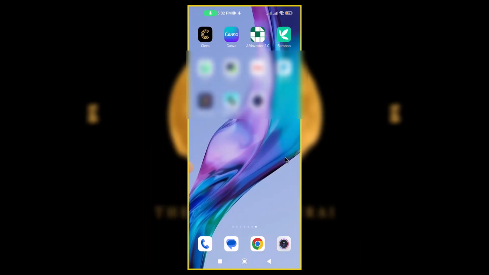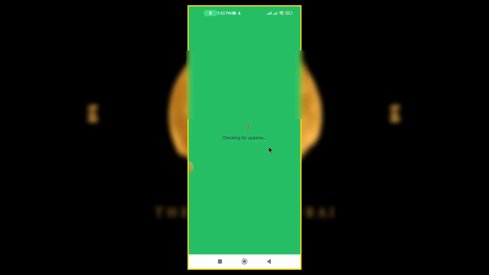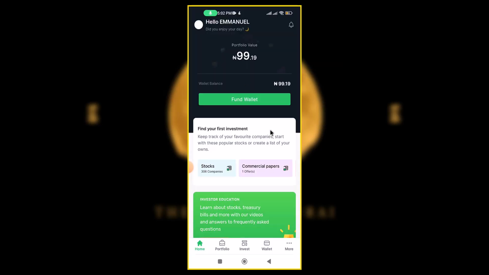So the name of this app is called Afrinvestor 2.0. You can go to the Play Store and install it. This is going to be the app we'll use.